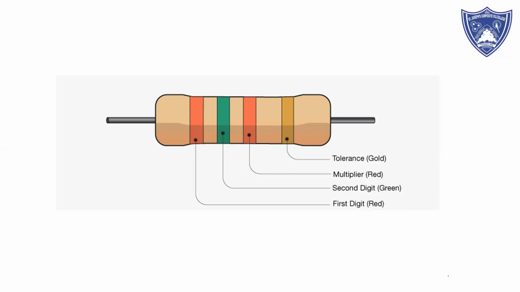Okay, and the most important, the third band is always the multiplier. If you have many bands, say 6 bands, the first 4 will be the digits only, but the band next to the band which is previous to the tolerance band will always be a multiplier. So what is this multiplier, what is a tolerance, we'll see in the next slide.